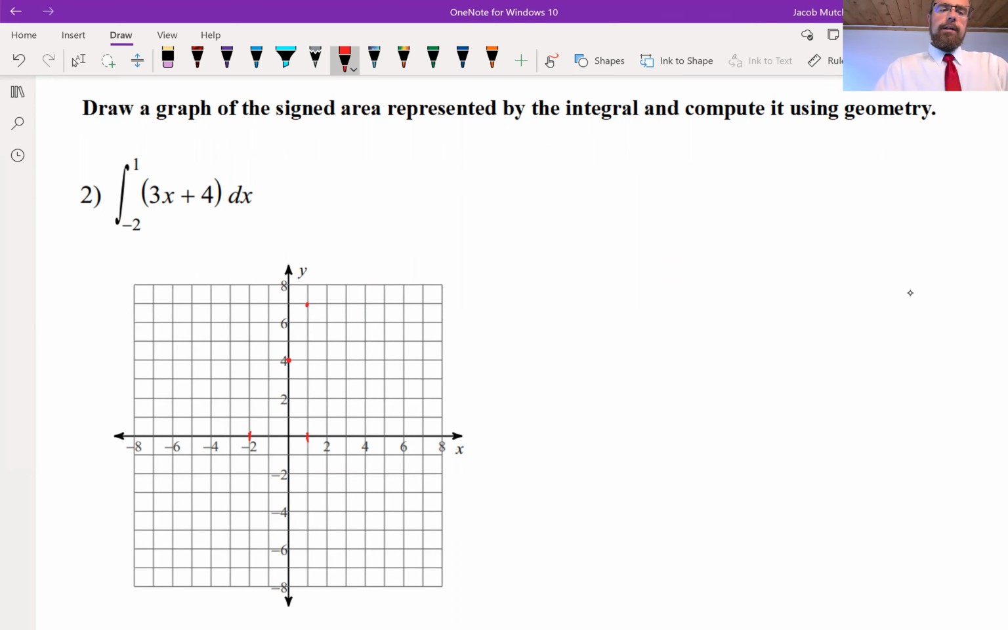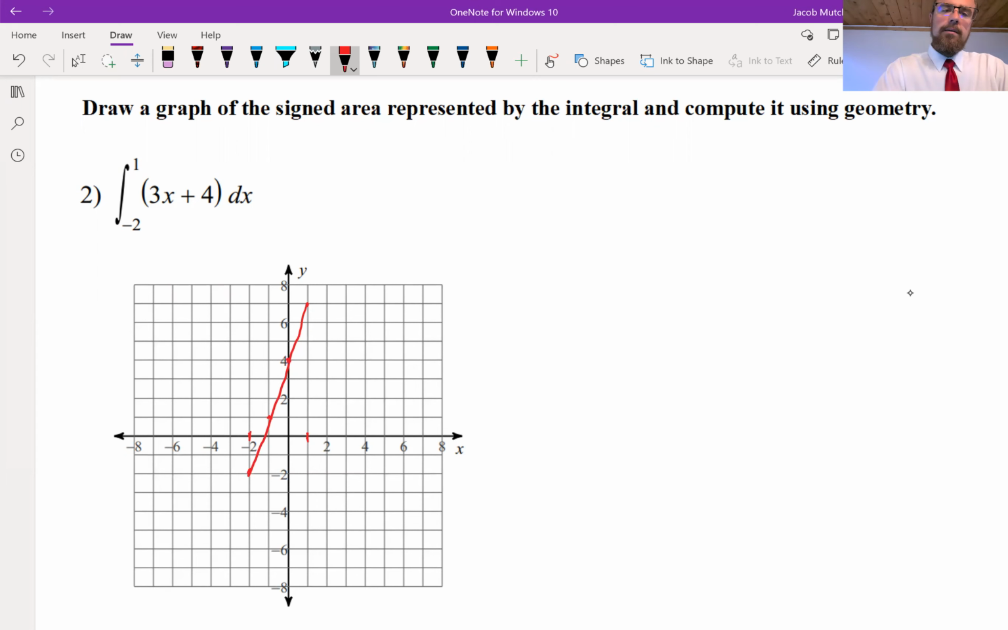On the left side, we can extend it backwards. So if the slope is +3, if I'm headed to the left, I'll drop 3 from 4 to 1 and then run -1. That's equivalent to a slope of 3. And then from -1, I can drop 3 more over to -2. And then I'm going to connect those points. This is the linear function, and we want to compute the integral.